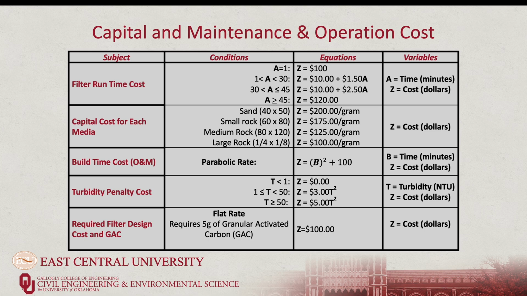If you do not achieve a turbidity of less than 1 NTU, you will be penalized. And finally, there will be a charge for the filter that was provided to you, in addition to the required 5 grams of granulated activated carbon needed in your system.